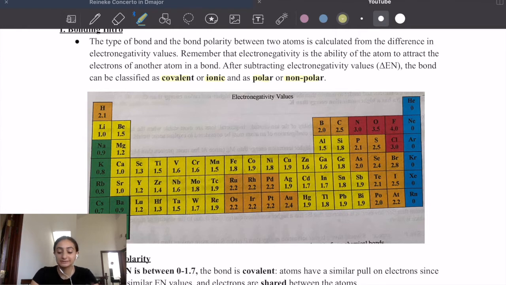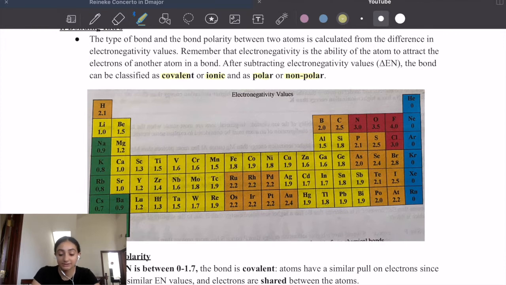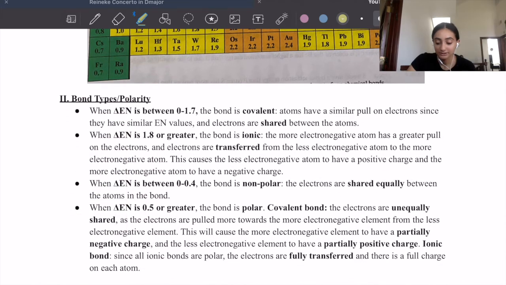So that will set up the explanation for the rest of this video. You can classify the bond type and polarity between two atoms based on the difference in electronegativity values. And these can be calculated using this chart I have here, or there will usually be a chart on your formula sheet for honors chem. So I talked about electronegativity in a previous video, so I'm not going to go too in depth into that, but you use electronegativity to calculate the bond type and bond polarity. So now let's go in depth into each bond type and polarity.